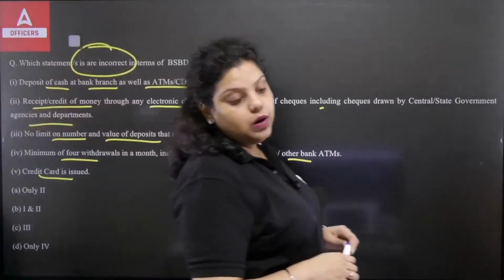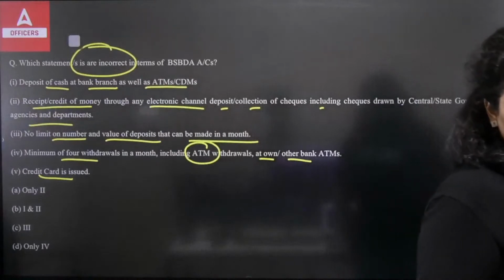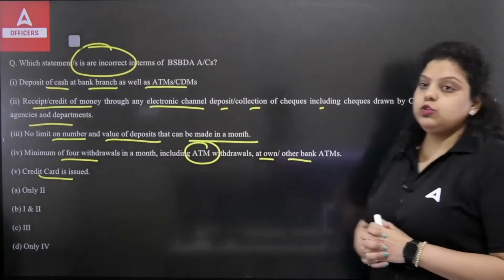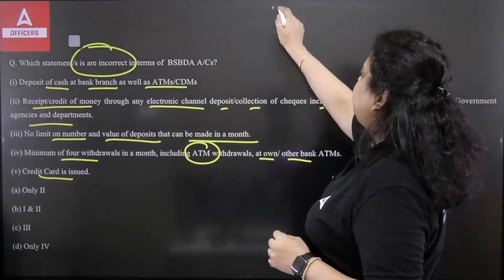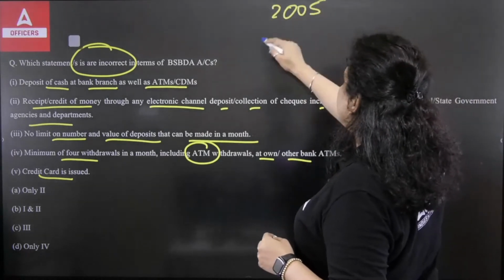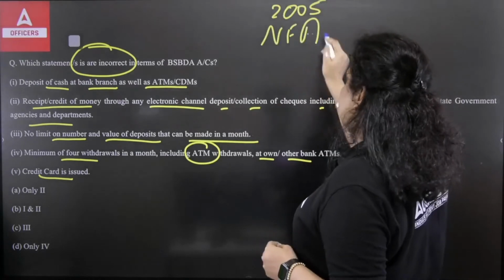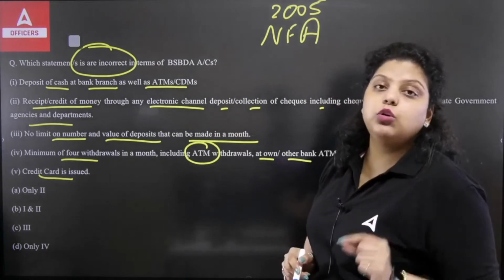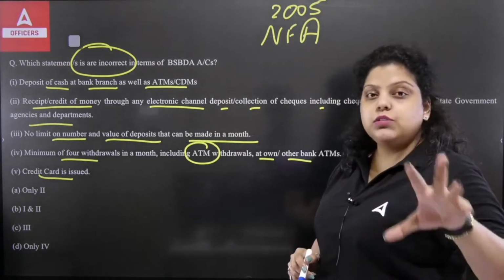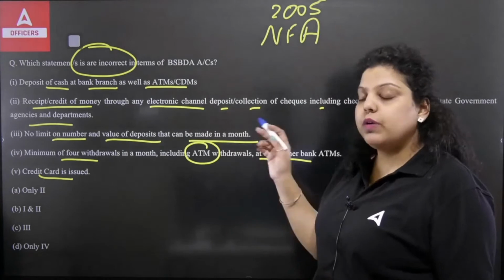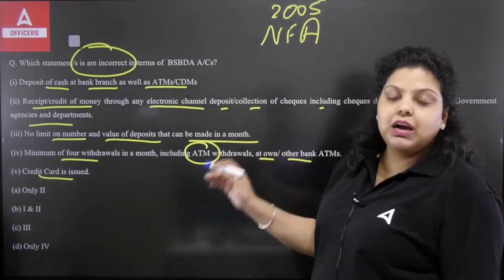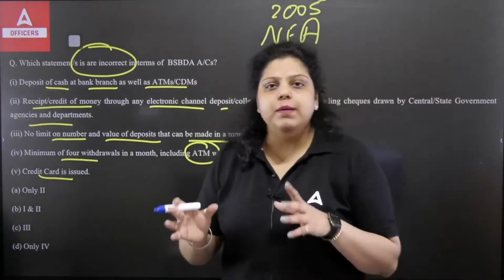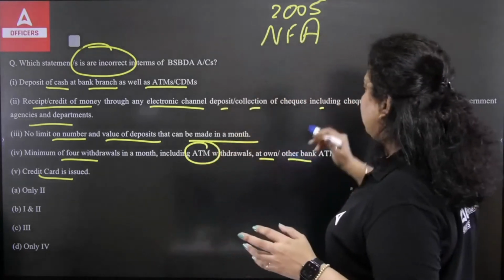So BSBD is what? It's a basic savings bank deposit account. Under the basic savings bank deposit account, why was this introduced? First of all, in the year 2005, RBI introduced the no frills account. Under the no frills account, this was the first account that was introduced with the zero balance facility. It means it was introduced for the financial inclusion purpose where zero balance would be allowed, not to maintain a minimum. No minimum requirement of deposit is there. That's the no frills account.